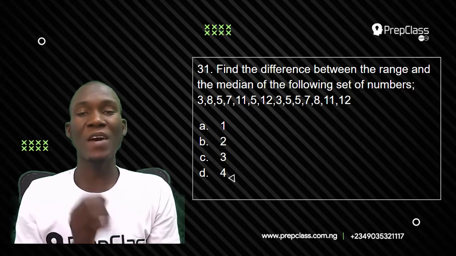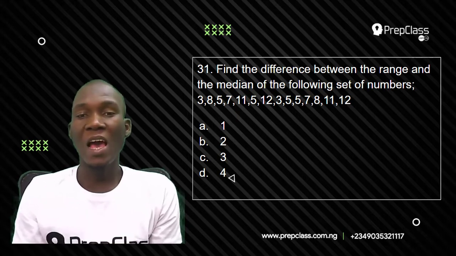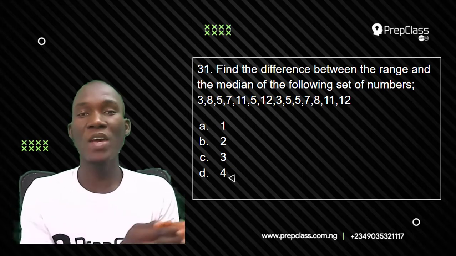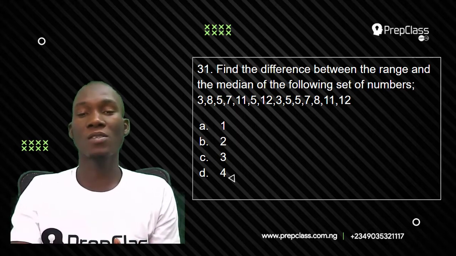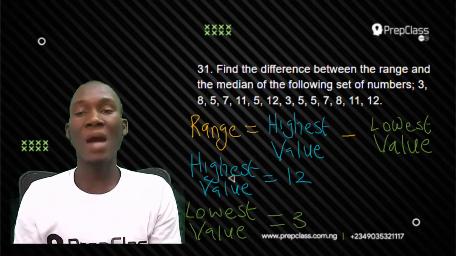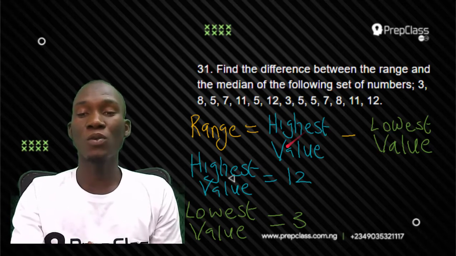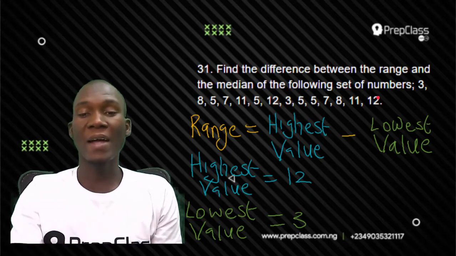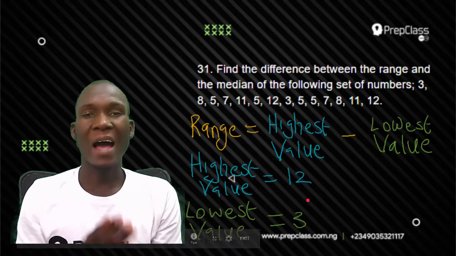Now from this question, we have to find the difference between the range and the median. So this means that we must first of all find the range and also find the median. After finding the range and the median, then we can find the difference between the two results. Now let's solve for finding the range. Range is equal to the highest value minus lowest value. That is, from the set of numbers, we are going to find the highest value, then we minus the lowest value from it. Now looking at the set of numbers, we have the highest value to be 12 and the lowest value to be 3.